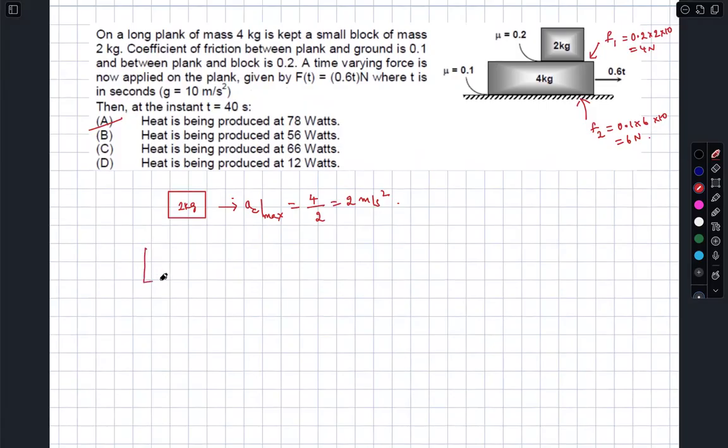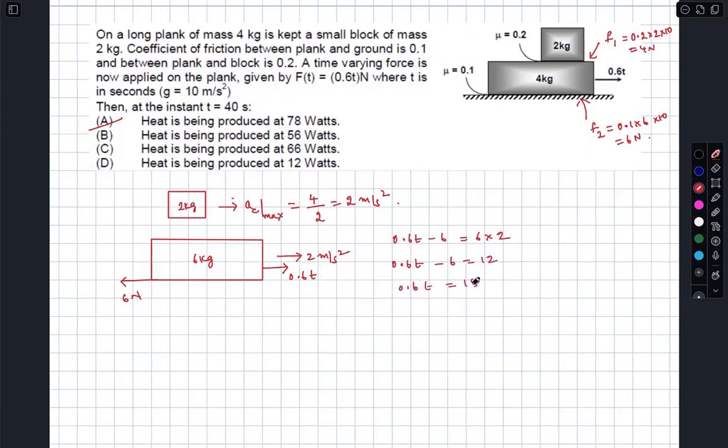So as a whole, this system will have such an acceleration, 2 meters per second squared, assuming this is 6 kg, and there is an opposition of 6 newtons, and you are applying a force of 0.6t, which clearly implies 0.6t − 6 = 6 × 2, means 0.6t − 6 = 12. 0.6t = 18. t is 180 by 6. Clearly, this is 30 seconds.